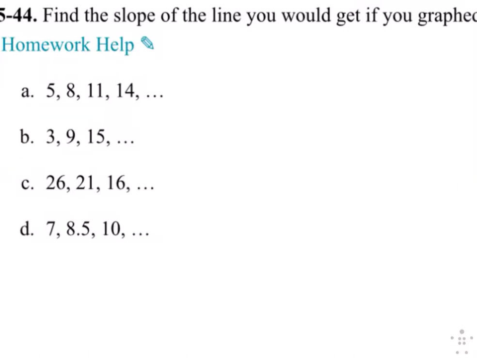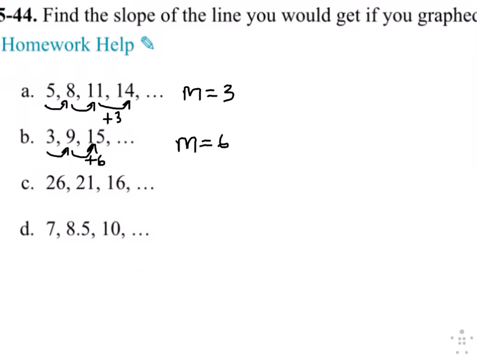So for A, it's clearly changing, right? 5 to 8 is 3, 8 to 11 is 3, 11 to 14 is 3, so it's plus 3. So the slope would be 3 for A. For B, it goes up by 6, and then it goes up by 6 again, so the slope would be 6.